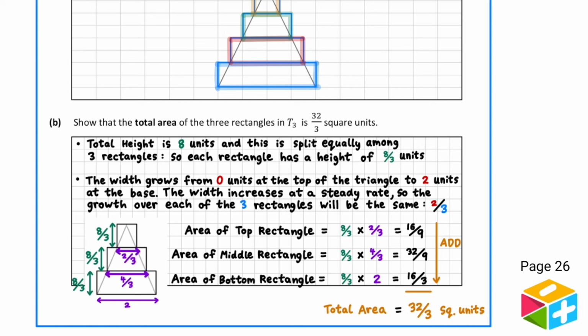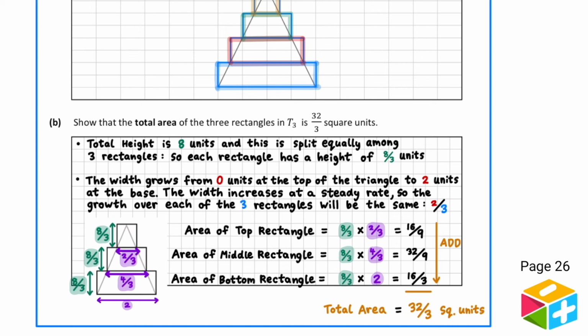Now that we know the heights and widths of each rectangle, we can find their areas by multiplying them together. The area of the top rectangle will be 8 over 3 times 2 over 3. This comes out as 16 over 9. The area of the middle rectangle will be 8 over 3 times 4 over 3, and this comes out as 32 over 9. The area of the bottom rectangle will be 8 over 3 times 2. This comes out as 16 over 3.